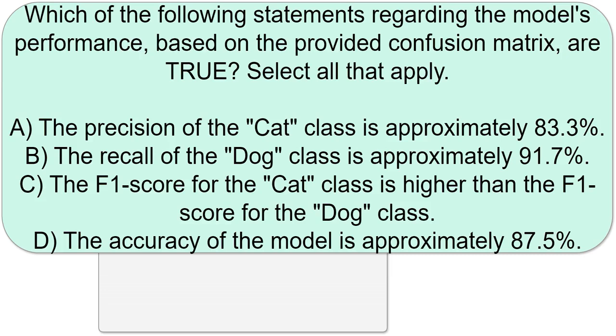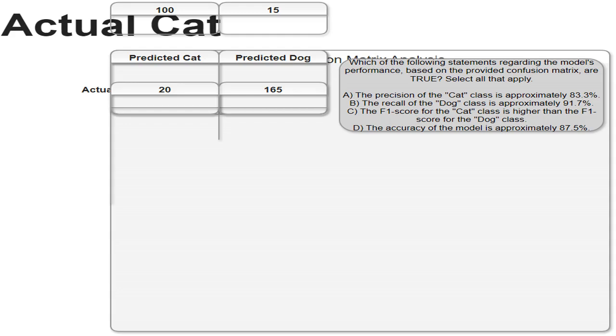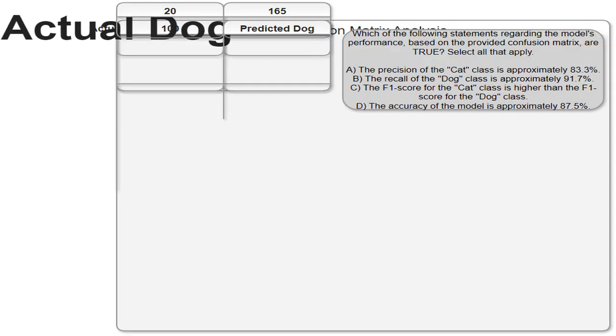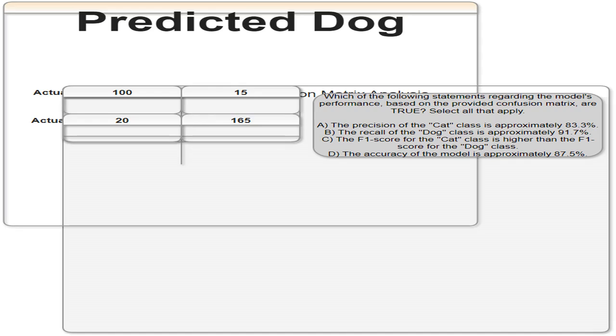This is the question I'm trying to answer using the confusion matrix. I'll evaluate each statement using the calculated metrics. This table shows the model's predictions versus the actual categories. I use these values to calculate various metrics that reveal the model's performance. This represents the actual image category as a cat. This represents the actual image category as a dog. This column indicates how many images the model predicted as cats. This column indicates how many images the model predicted as dogs.